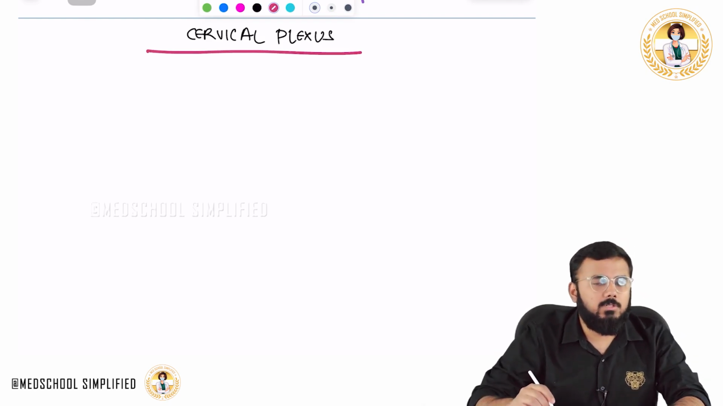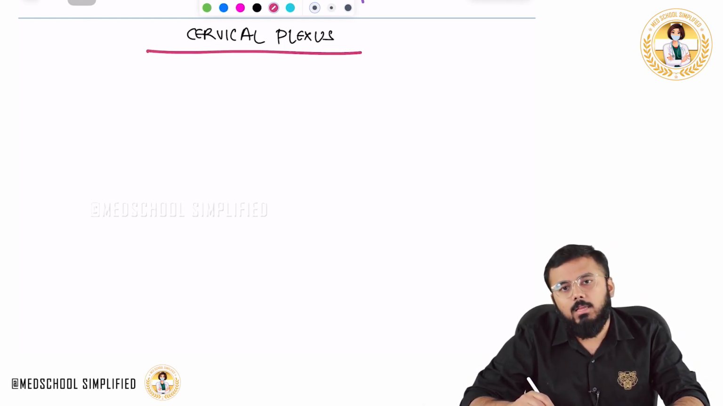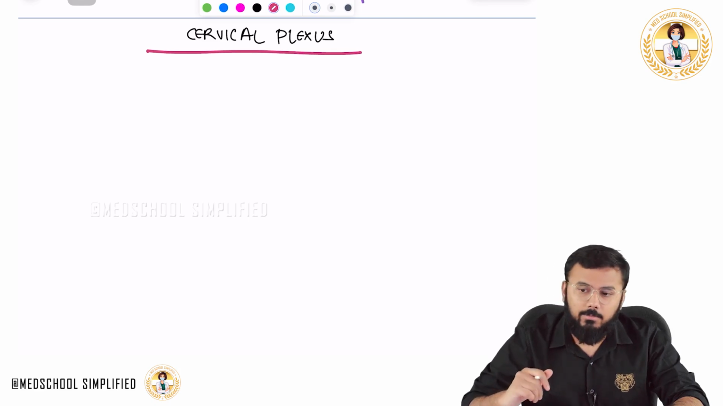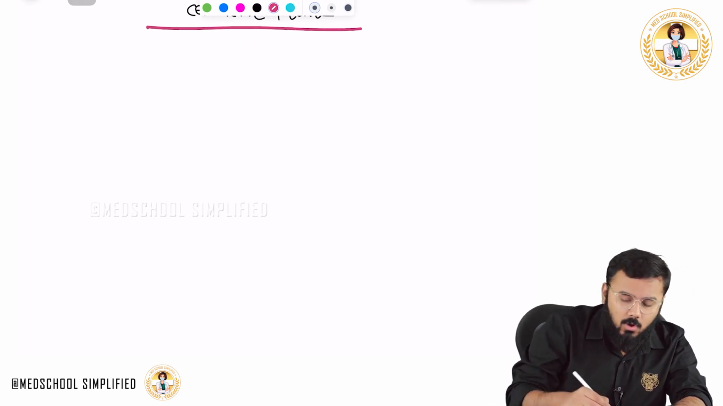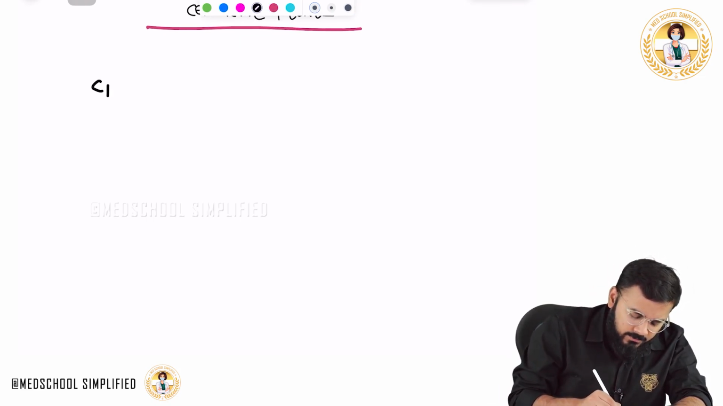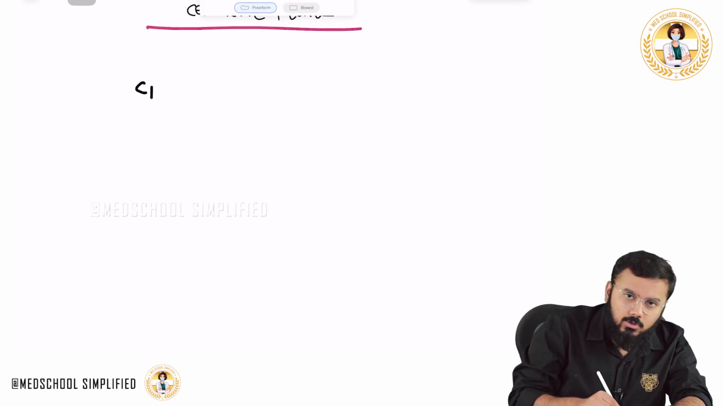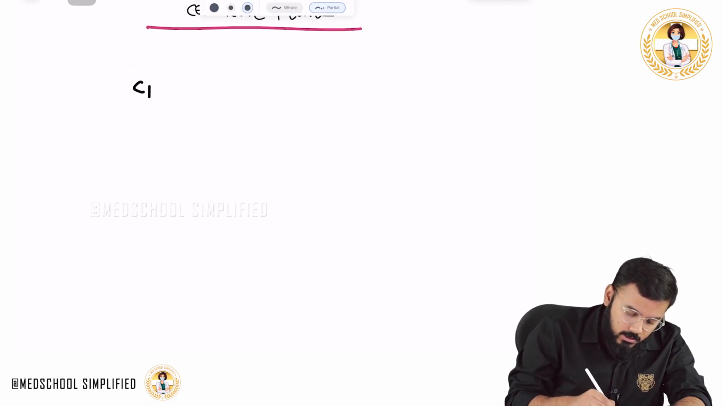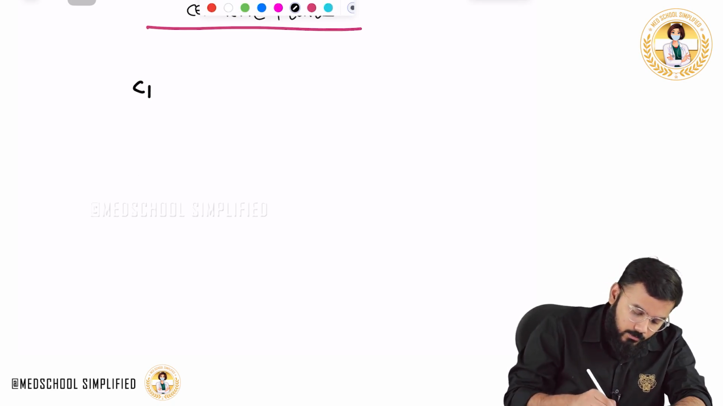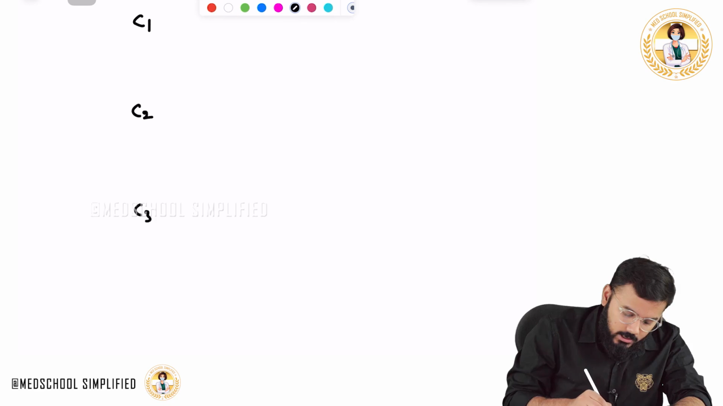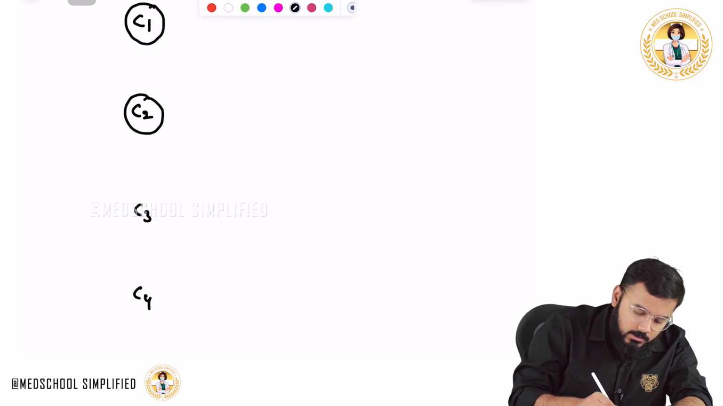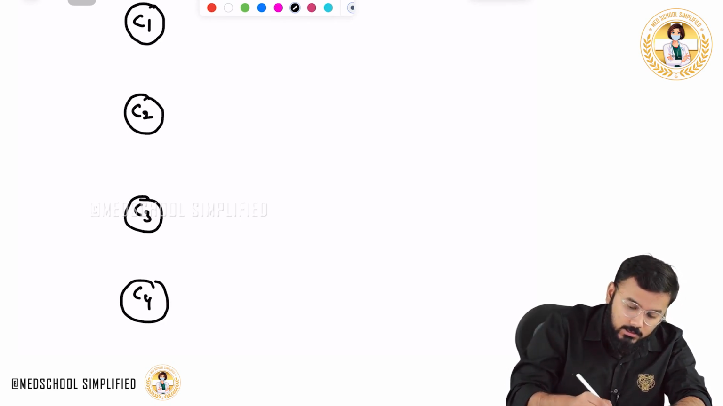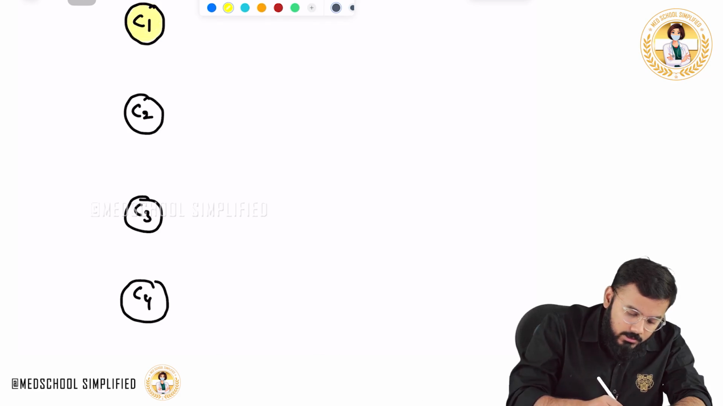Now coming to the cervical plexus, first of all you should know one very important thing: from which nerve roots does this cervical plexus start? So the cervical plexus starts all the way from C1, next C2, C3 and C4. So the cervical plexus starts from C1, C2, C3 as well as C4. This is what is called your cervical plexus.